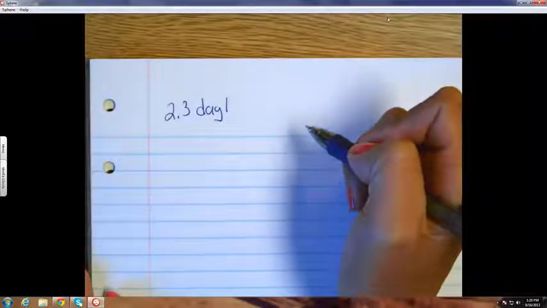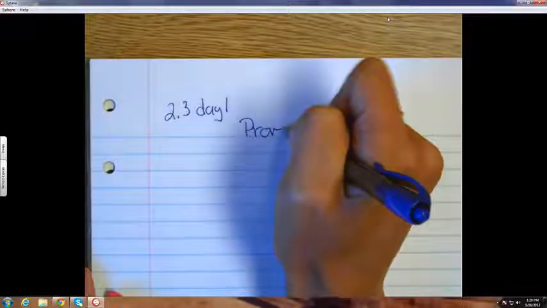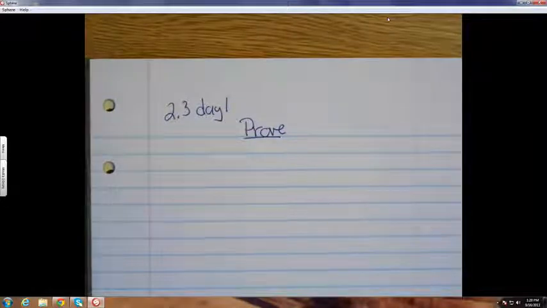Okay, here we go with 2-3 day 1. And your goal today is going to be to prove limits. Yes, that nasty word, prove. Because we're going to prove, we're going to need some properties of limits that we're going to use. And these proofs are not that bad, so don't panic yet.